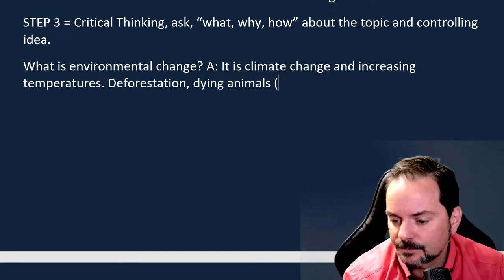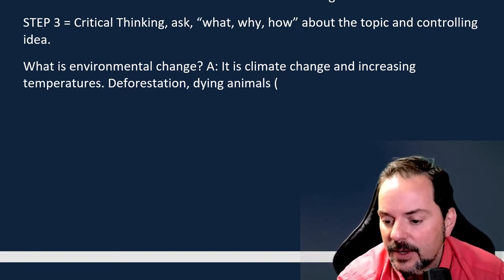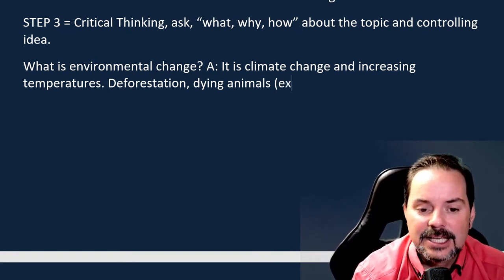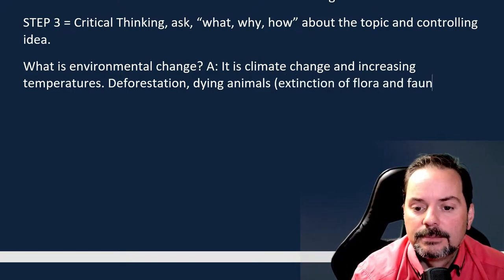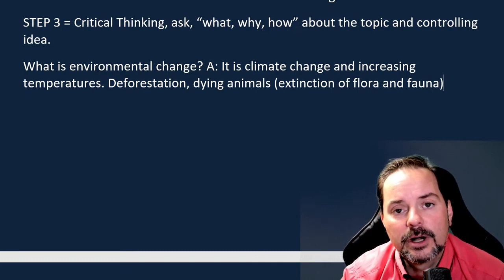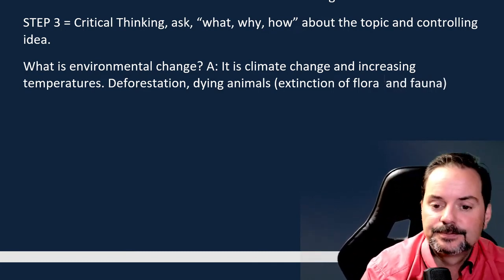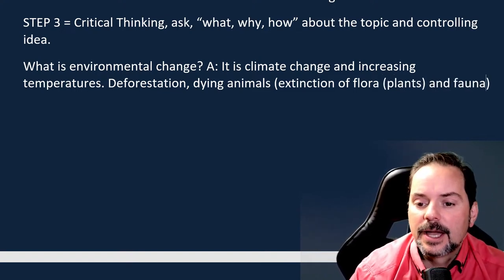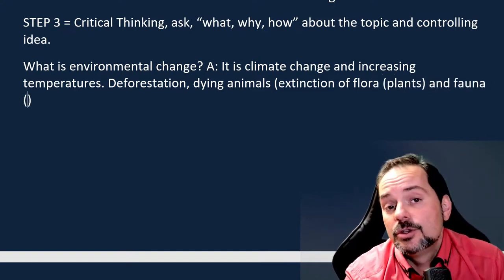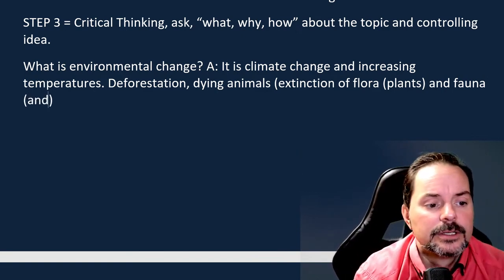So we can write that in a much more academic, concise way. Very good, Fuang. So Fuang says extinction of flora and fauna. Yes, flora meaning plants, fauna meaning animals. Okay. If this is new vocabulary, everyone, make sure to write it down, right?